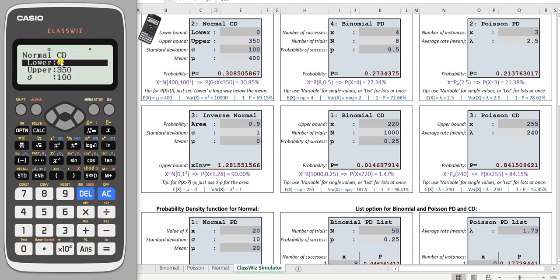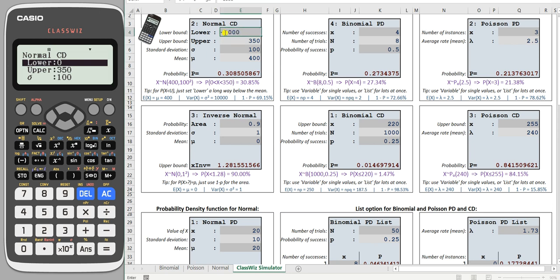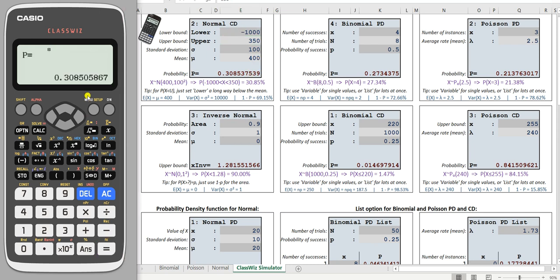Now that was with a value of 0 for our lower bound. That's not technically the same as saying the probability being less than 350. It's actually more like this, the probability of being between 0 and 350. But in reality, if we had a much lower number, like minus 1,000, it doesn't change the number that much. So if you look at what the calculator is giving for 0, 0.308505 something, 0.308537 something. Slightly bigger, but the only change is within the 5th decimal place here.